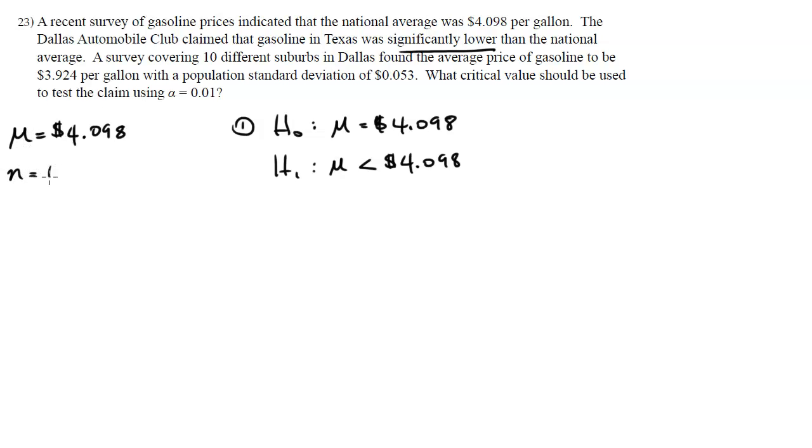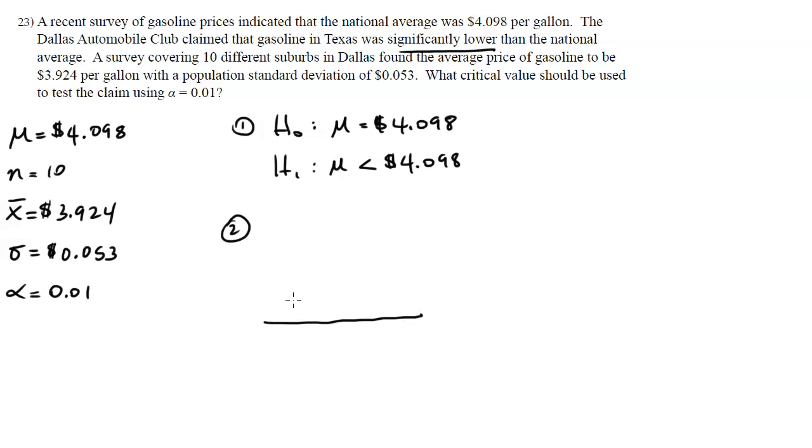A survey covering 10 different suburbs. I want you to get used to pulling this information out, because when you do the entire process, you'll need all this information. The survey covering 10 suburbs found the average price of that sample to be $3.92 per gallon. Population standard deviation of a little over 5 cents. What should be the critical value if alpha is 0.01?